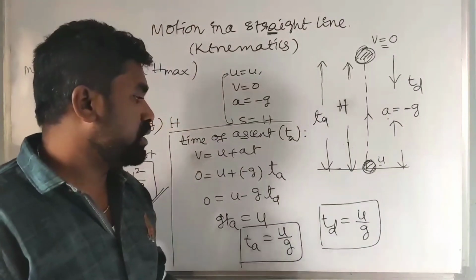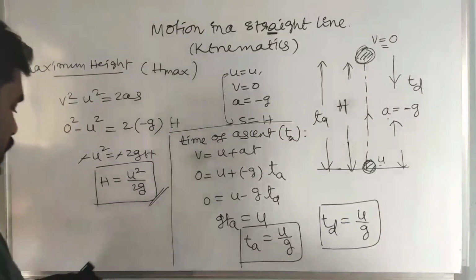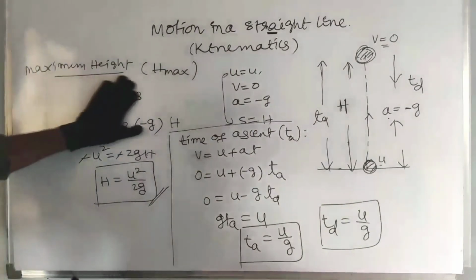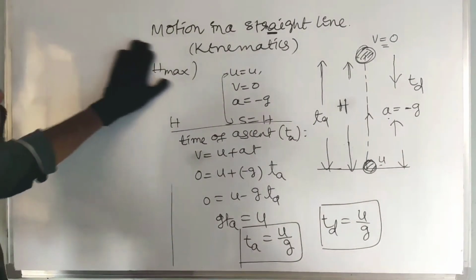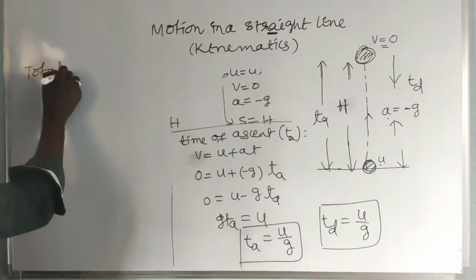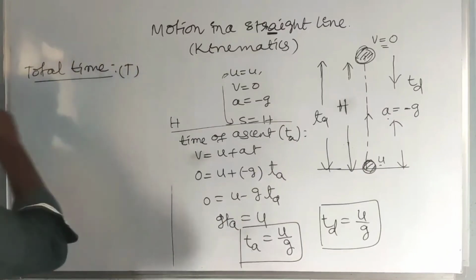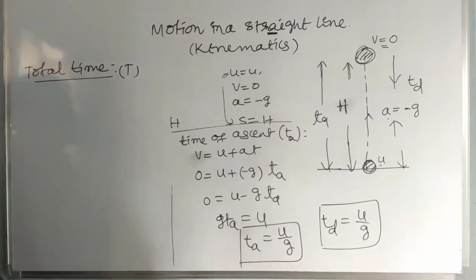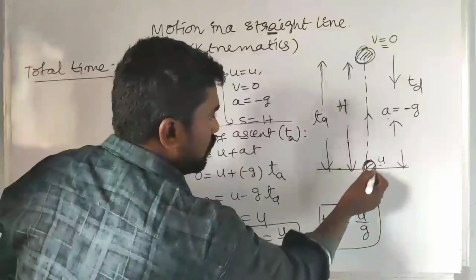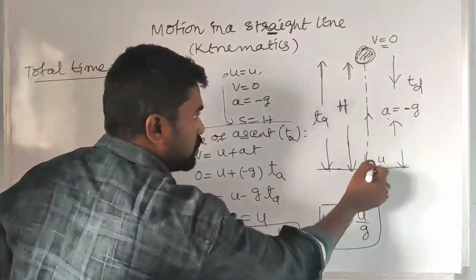TA is equal to u by g, as well as TD is equal to u by g. Now let us discuss the time of flight or total time. The total time is nothing but capital T. The total time taken by the body to reach the ground point. It reaches the maximum height, and then it reaches the ground point. So this is the total time.